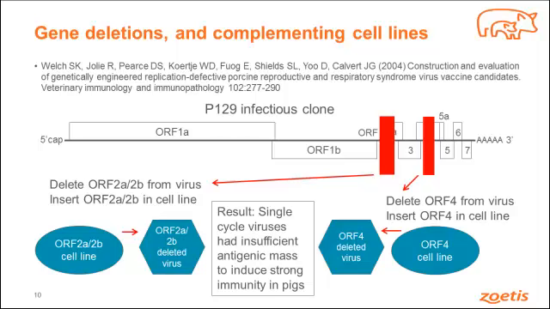But maybe not surprising, this is a single cycle vaccine. It only replicates once in the pig. Therefore, it's a totally safe vaccine. It doesn't shed at all. But you only get that one round of replication to give you the antigenic mass to get immunity. And we just couldn't get enough antigenic mass from a single cycle to stimulate robust immunity.